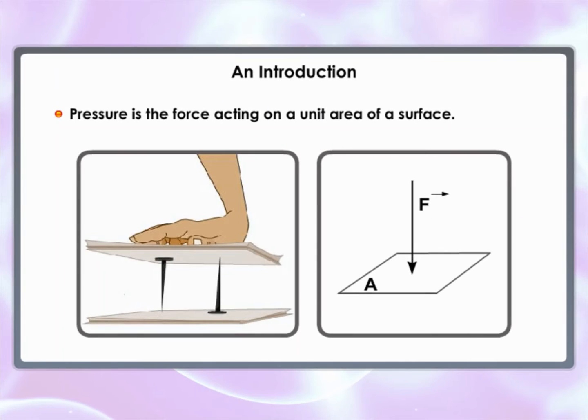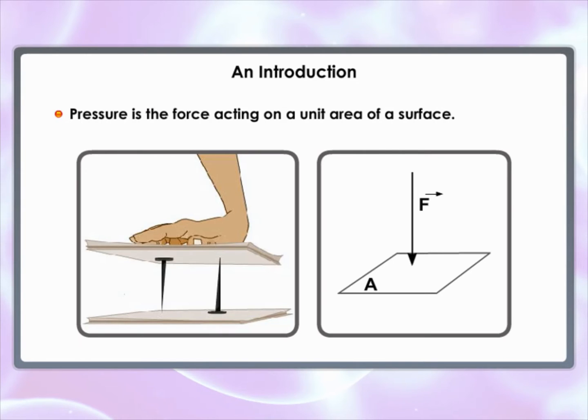The force acting on a unit area of a surface is called pressure. Pressure is equal to force divided by the area on which it acts. Note that the area is in the denominator in the above expression. So the smaller the area, the larger the pressure on a surface for the same force.